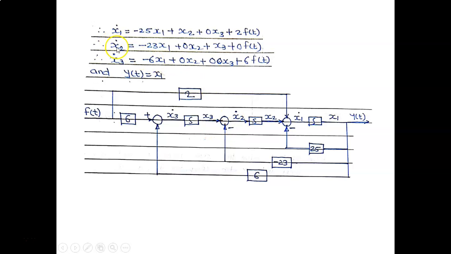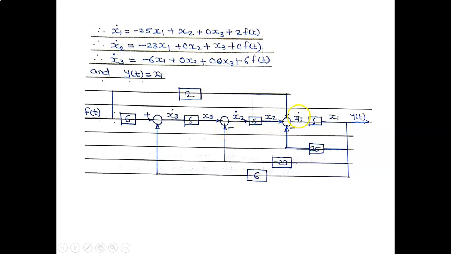Similarly, x2 dot is equal to minus 23 x1 plus x3. Therefore, x2 dot is equal to plus x3, which is already there, and only minus 23 we have to add. Therefore, again we have to take the signal from the x1 line. We have to add a block having minus 23. Therefore, minus 23 x1 we have to feed back.